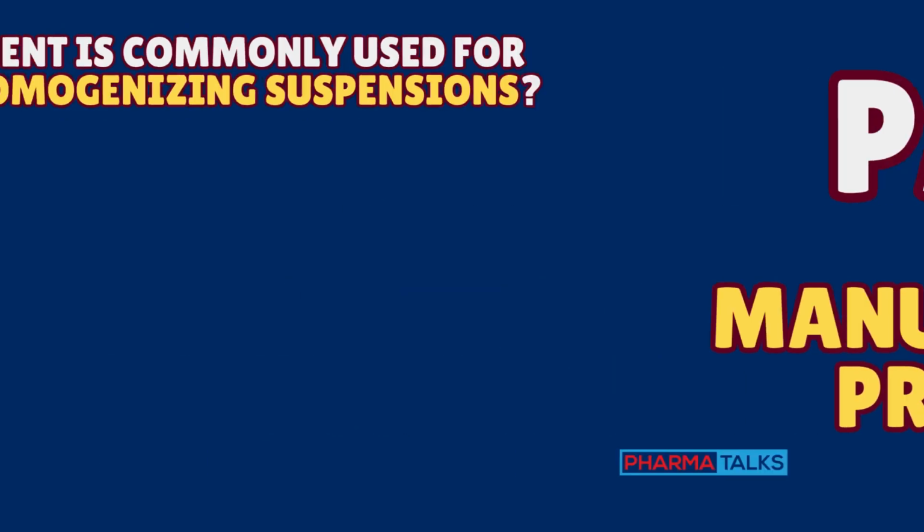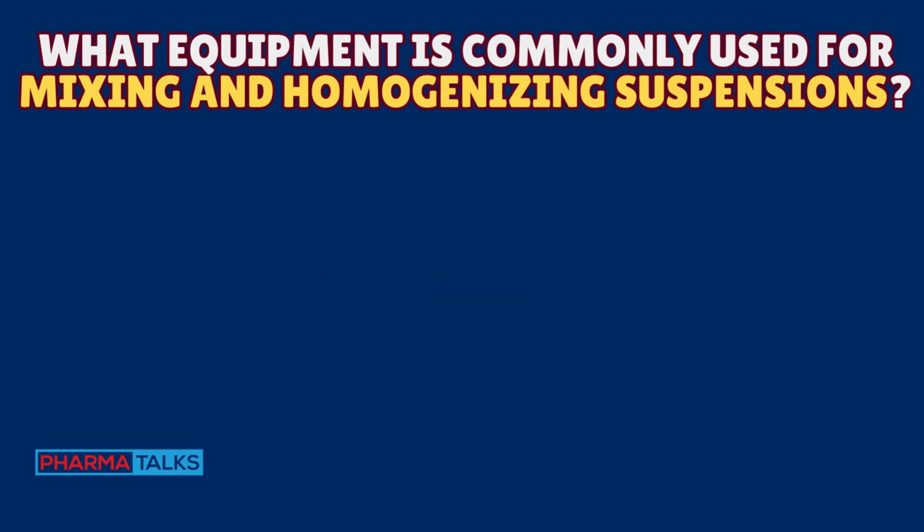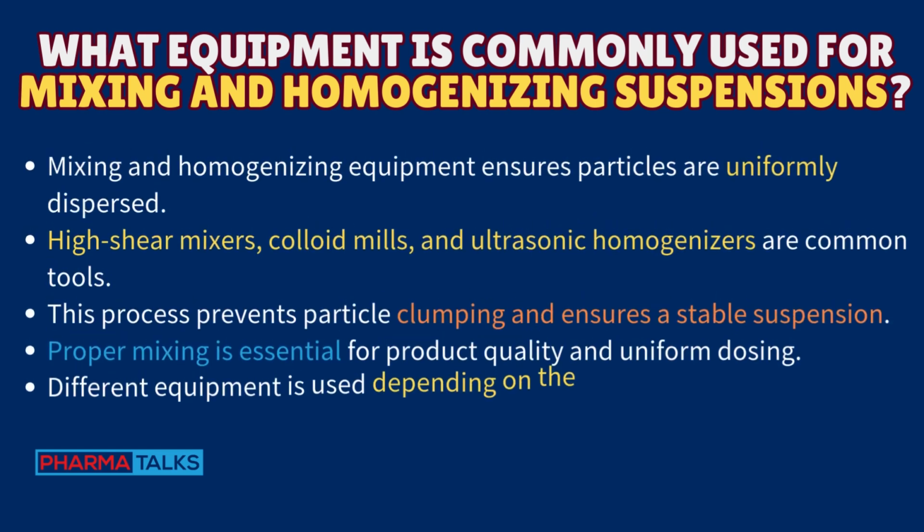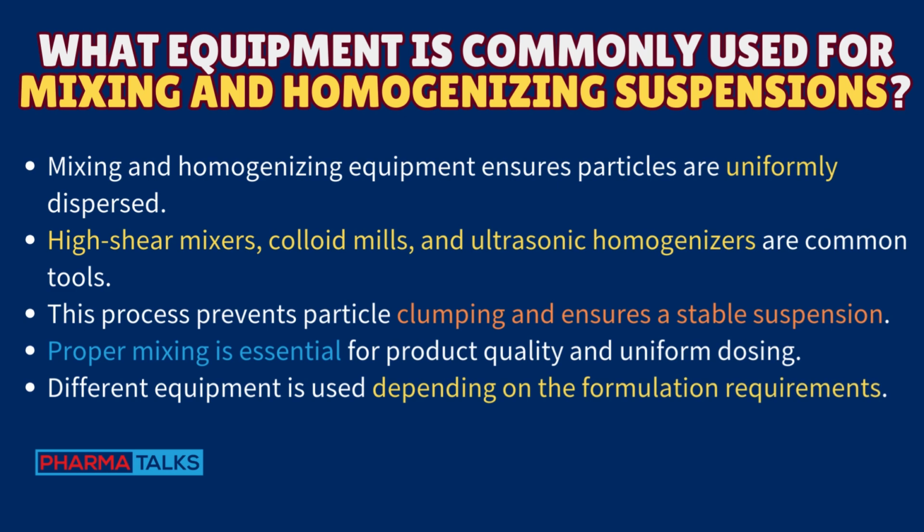Manufacturing processes. What equipment is commonly used for mixing and homogenizing suspensions? Mixing and homogenizing equipment ensures particles are uniformly dispersed. High-shear mixers, colloid mills, and ultrasonic homogenizers are common tools. This process prevents particle clumping and ensures a stable suspension. Proper mixing is essential for product quality and uniform dosing. Different equipment is used depending on the formulation requirements.